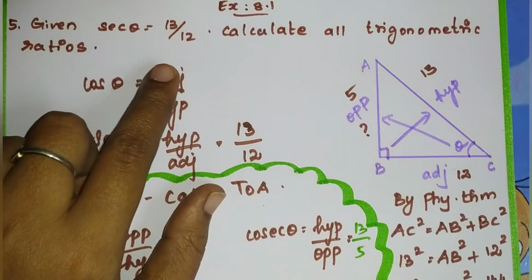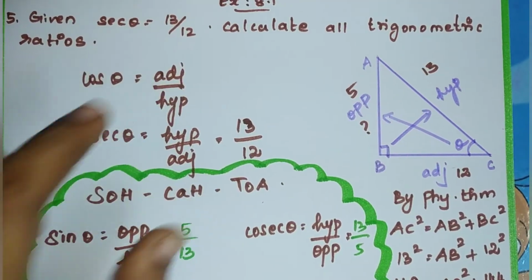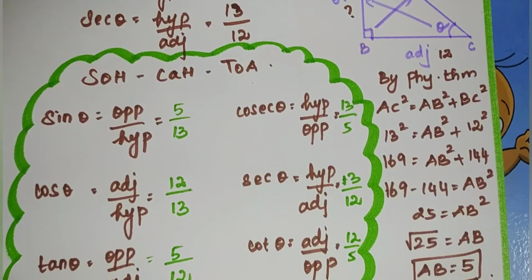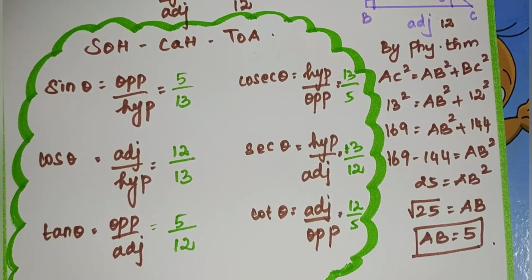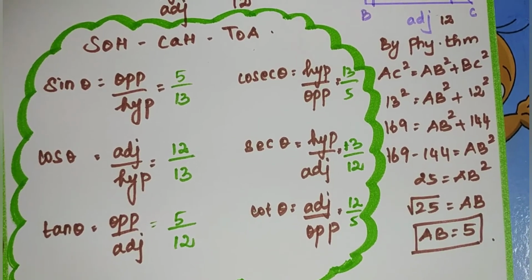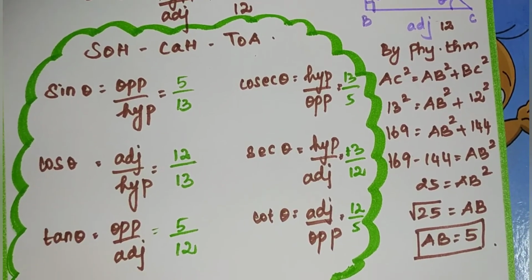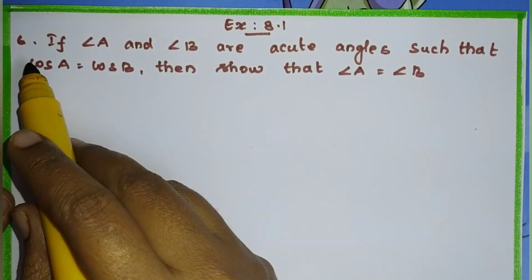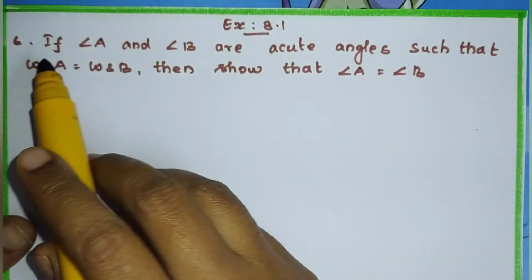First you have to find the missing side and then apply the trigonometric ratio formula and find the value. Clear? Thank you. Next, sixth problem in exercise 8.1.